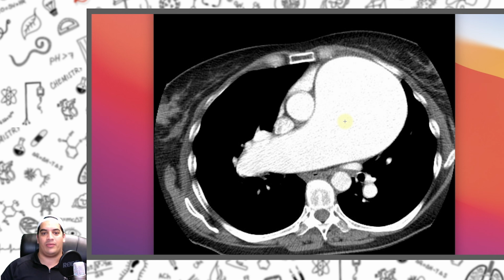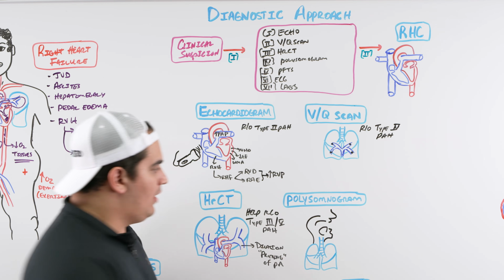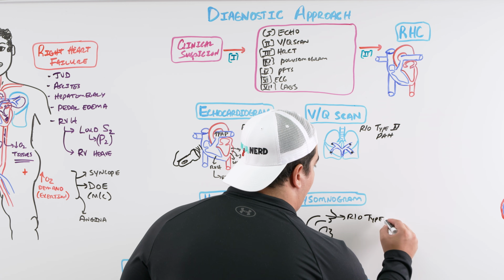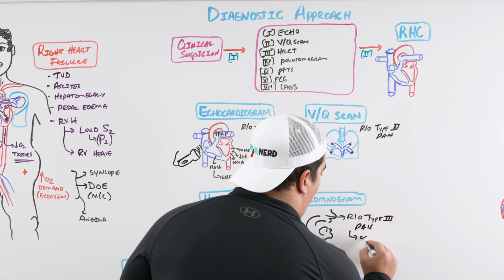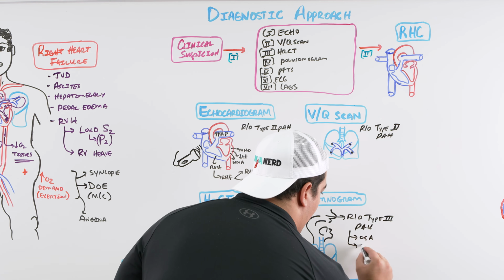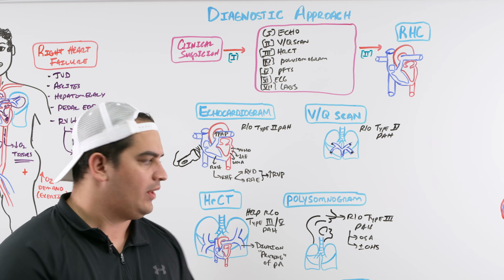Let's get back to the whiteboard. But that's not the best one, because guess what I can get from a polysomnogram? I can rule out type 3 pulmonary artery hypertension: OSA, and maybe even to some degree, possibly, an associated obesity hypoventilation syndrome. So you see we're crossing things off the board.